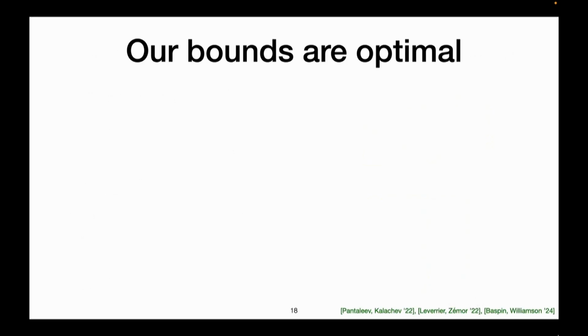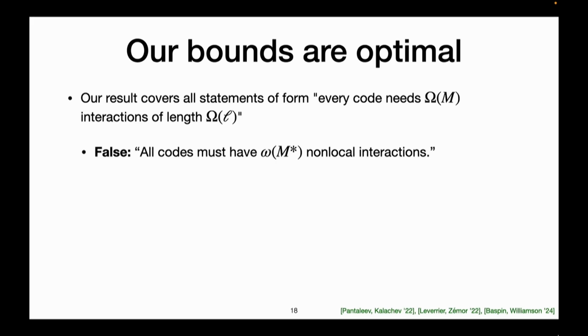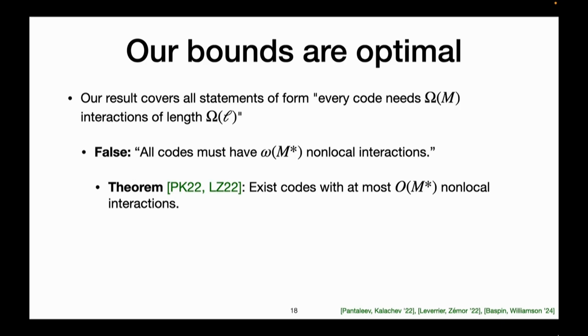Okay, now finally I want to talk about how our bounds are optimal. Our result covers all statements of the form: every code needs at least m interactions of length at least L. The first thing that is false is that we cannot make any statements that say all codes must have strictly more than m star non-local interactions. This is because of the existence of asymptotically good LDPC codes. Each of these codes has at most O of n interactions, and O of n is also O of m star because K and D are both O of n. So there are codes with at most O of m star non-local interactions, and actually more than just non-local interactions in general. So this is a saturation of that part of the bound in a very extreme fashion.